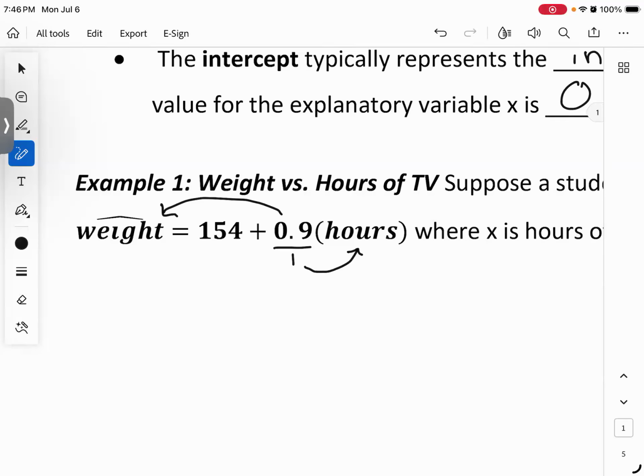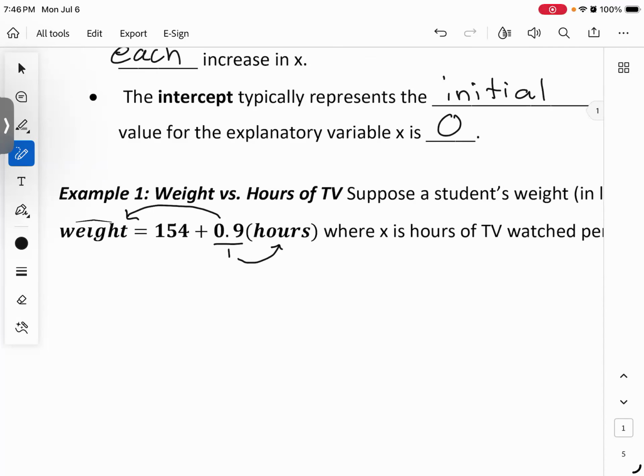by 0.9 pounds. So the whole idea behind this is if maybe somebody's being like a couch potato and just spending more and more time on the TV rather than walking outside and exercising, their weight might increase. So that's what we'll say for the slope.